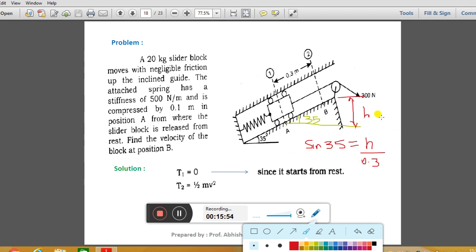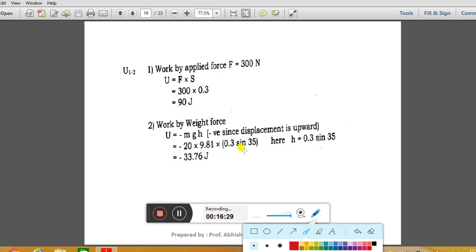So I will again properly show the H. The value of H is like this only. This is the value of H, from position 1 to position 2. The rest of the procedure is the same. We have already discussed how to find the value of H, that is the vertical displacement. Now put the value here, so we can find the work done by the weight force. So this is the value, and the unit is joule.